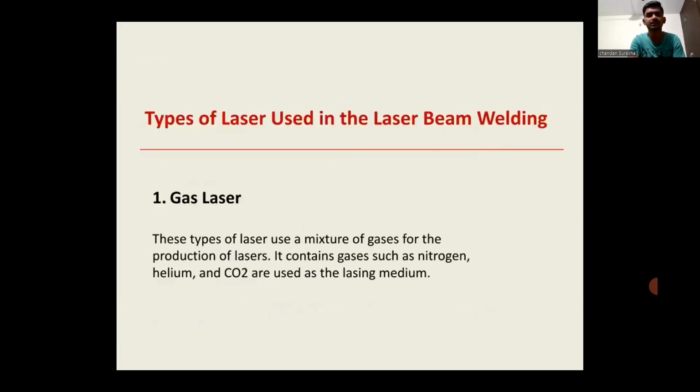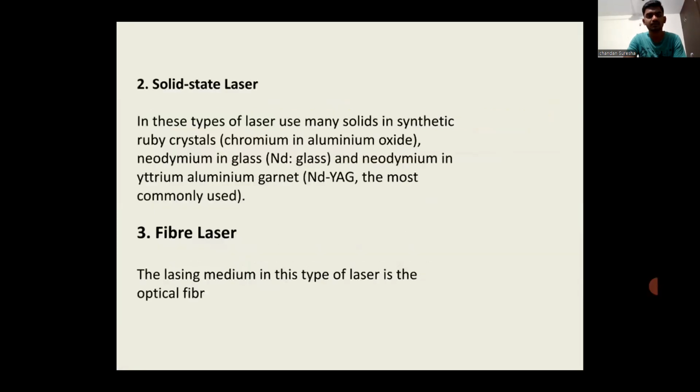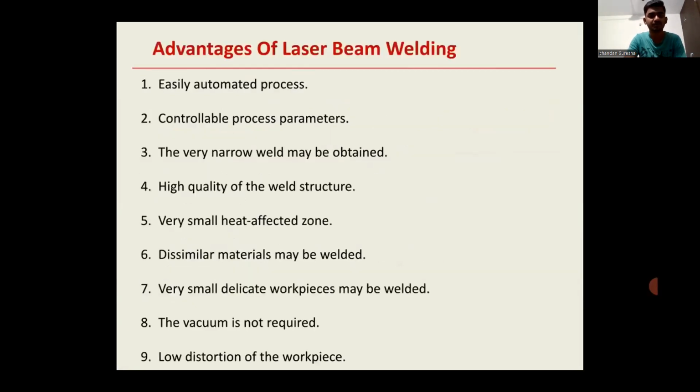Types of laser used in laser beam welding. Gas laser: this type of laser uses a mixture of gases for the production of lasers. Gases such as nitrogen, helium, and CO2 are used as the lasing medium. Solid state laser: this type of laser uses solids such as synthetic ruby crystals, neodymium in glass, and yttrium aluminum garnet, the most commonly used. Fiber laser: the lasing medium in this type of laser is the optical fiber.